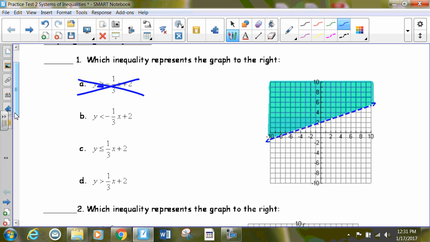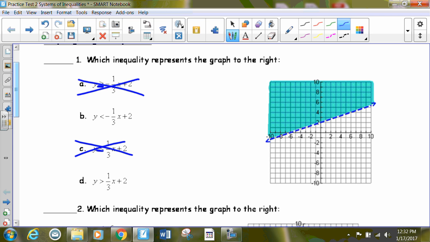We look at C, we see a solid line. We know that's not the answer. So the dotted line tells us that there is no solid line for our equation. And so it's either y is less than negative 1/3 x plus 2, or y is greater than positive 1/3 x plus 2.